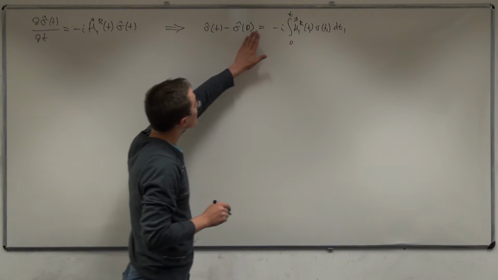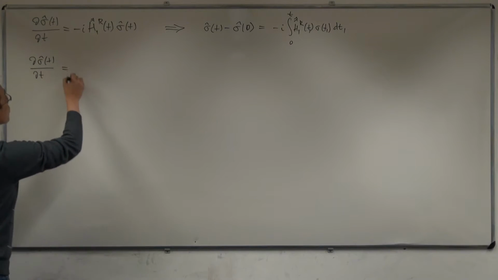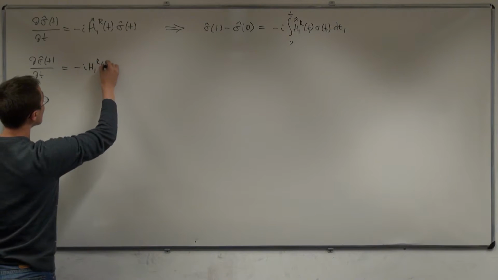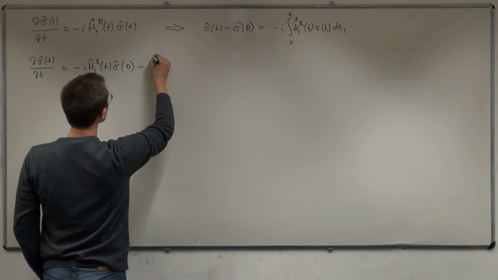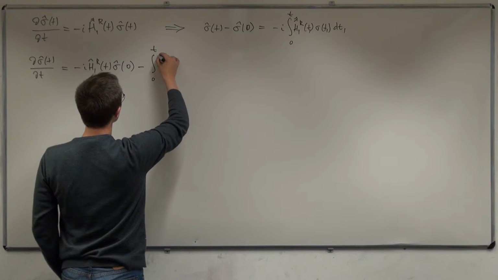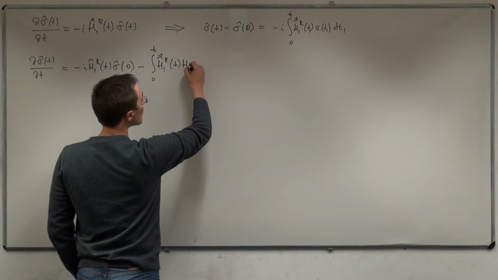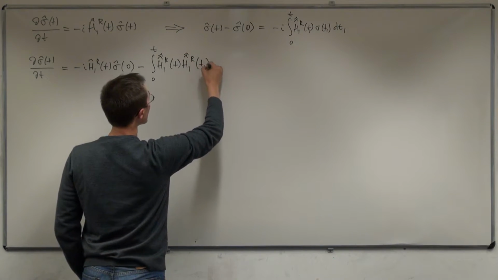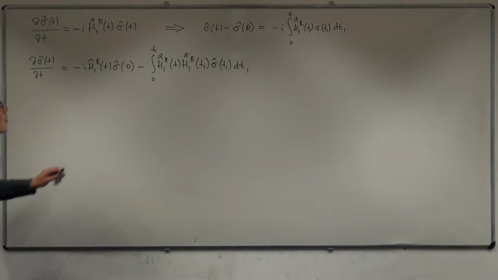Let's take this initial condition to the right hand side and resubstitute it back into the original equation. So then d sigma of t by dt would be minus i H1R of t sigma of 0, then minus integral from 0 to t of H1R of t. Notice this is t not t1, I've pulled it inside the integral, H1R double hat of t1, and sigma of t1 dt1. So this is just the result of substituting this equation back into the original differential equation.